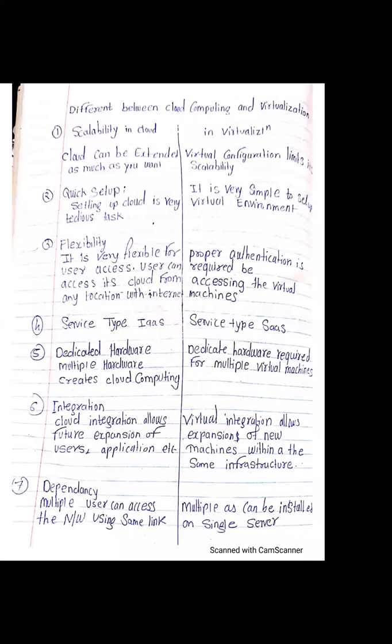Software as a service. In virtualization SaaS is used, and in cloud computing IaaS. Okay, and computing to dedicated hardware. In cloud computing, multiple hardware create cloud computing, whereas virtual or dedicated hardware is required for multiple virtual machines, only because there is one single system and multiple OS.